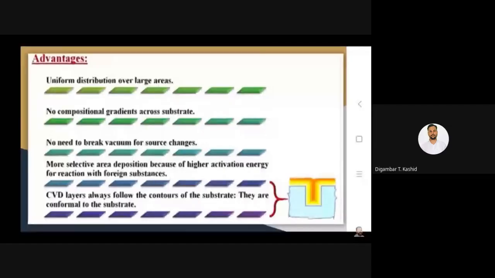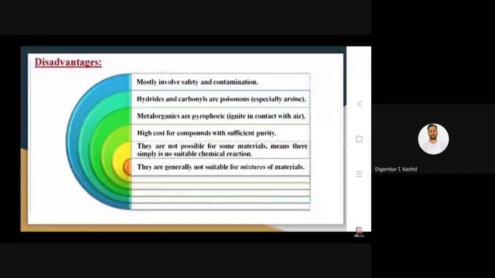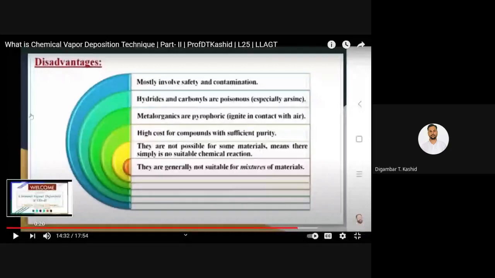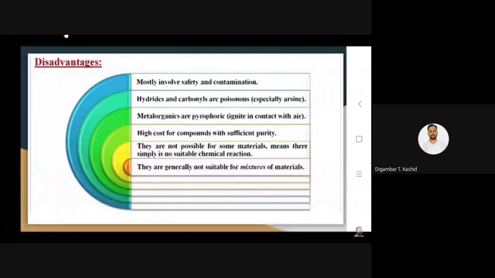So the first one is safety and contamination. That is a big problem over there. It can contaminate with the source, it can contaminate the material, and it can contaminate the equipment.